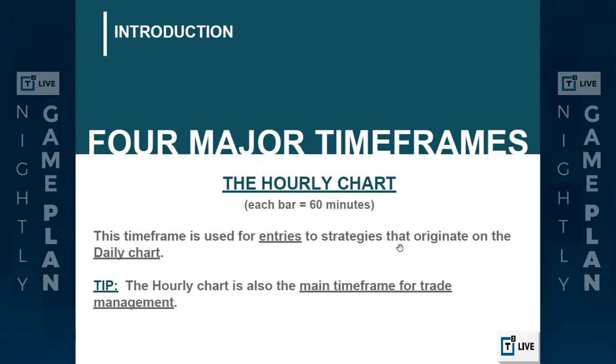And then the last time frame would be the hourly chart. Each bar equals 60 minutes. This time frame is used for entries to strategies that originate on the daily chart. So the hourly time frame is mostly for entries, right? This is where I want to get in. This is the time frame that I want to use to get in on that daily buy setup or daily breakout. So that's the hourly time frame. The hourly chart is also the main time frame for trade management.